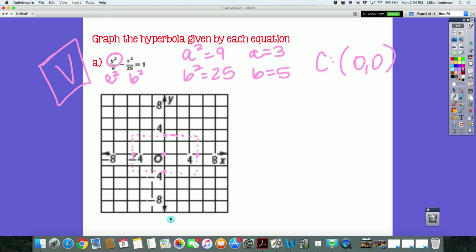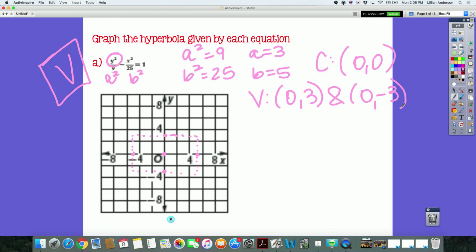Let's find our vertices. Since it is vertical, that means we're going to add the value of a to the y-coordinate of our center. So it's going to be 0, 3 and 0, negative 3. Again, you just add the value of a to the y-coordinate of your center, since it is a vertical hyperbola.